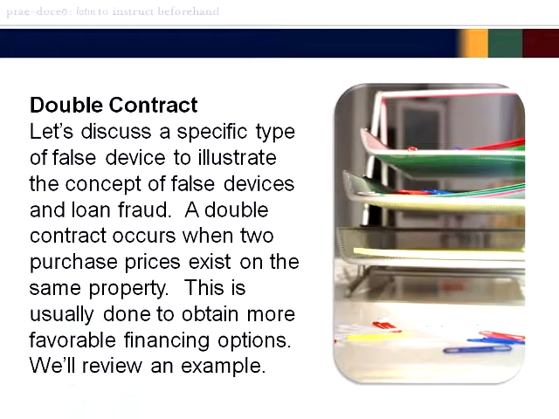Double contract. Let's discuss a specific type of false device to illustrate the concept of false devices and loan fraud. A double contract occurs when two purchase prices exist on the same property. This is usually done to obtain more favorable financing options.